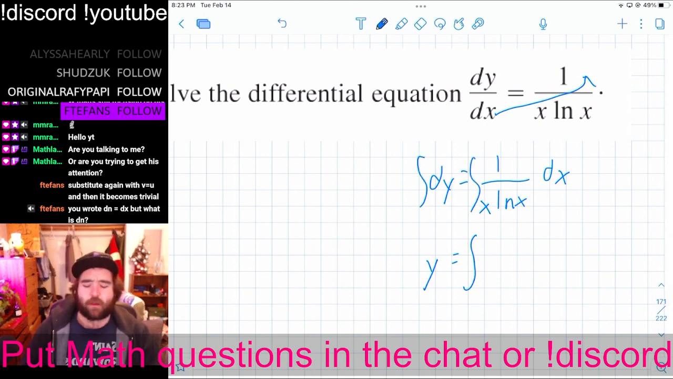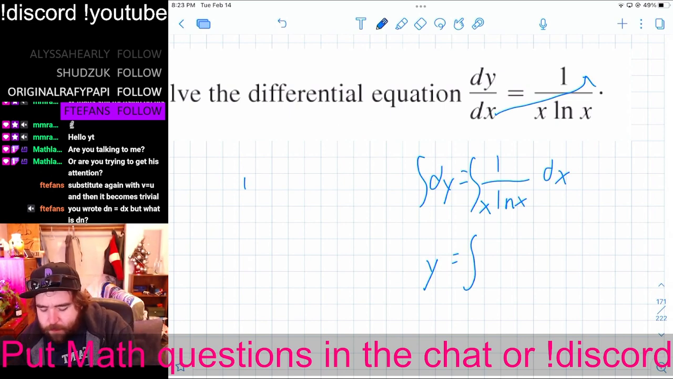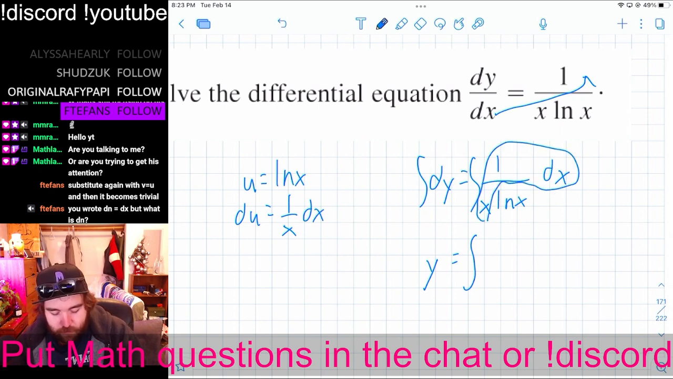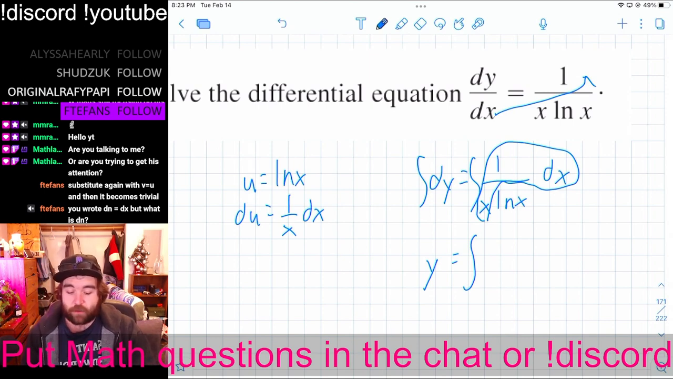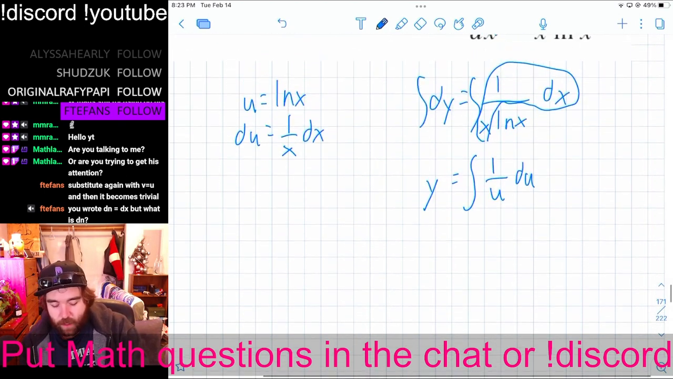So what do you make the u here? It's a little weird. I think we're going to end up with quite a strange answer. But notice how when we make u the ln of x, then the du is 1 over x dx, we have that right here already. So all that we're left with is the 1 over ln of x, which is u. So we literally just have 1 over u du here. So then when we do that integral, it's just the ln of u.